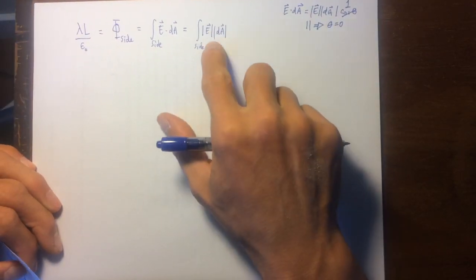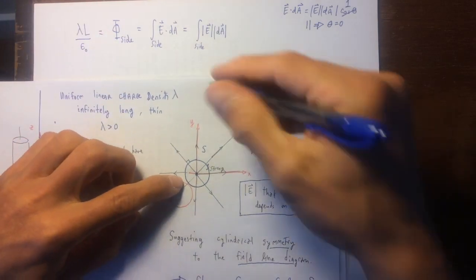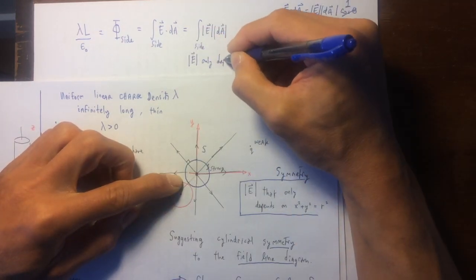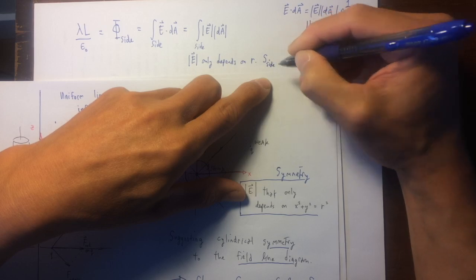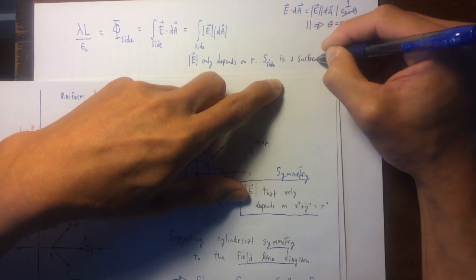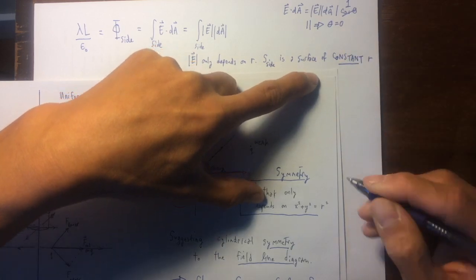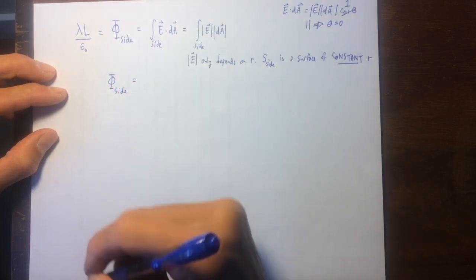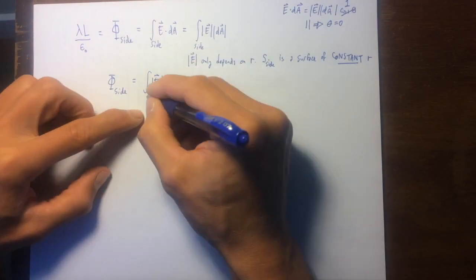Okay, so now the argument becomes E magnitude only depends on R, and the surface along the side is a surface of constant R, which means that this integral, the flux along the side, is, right, it's magnitude of E times dA over the side.